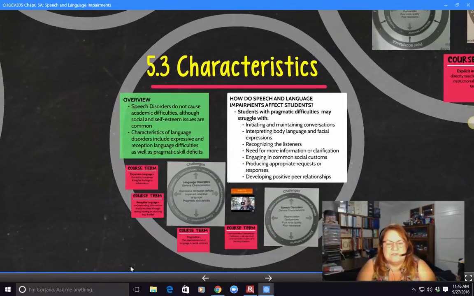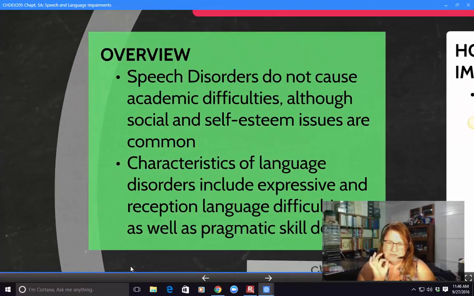And now the characteristics of speech disorders: they don't specifically cause academic difficulties, because you could have a stutter and still be able to read and do math and all that kind of stuff. But sometimes there's that self-esteem in there, and the self-esteem can actually affect educational goals. And then again, there's more about pragmatics in here too, and I think that's really good to know, because a lot of people don't have that back and forth language ability.